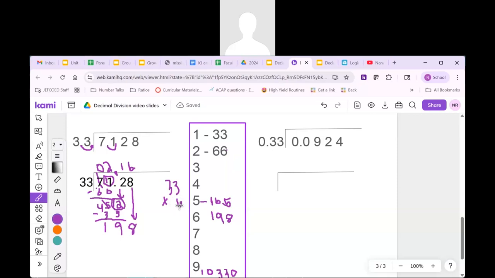So if I had multiplied this by 6, let's just check it for friends that need me to do that. That's going to be an 8 because 6 times 3 is 18. Regroup 1. 6 times 3 is 18, plus the 1 is 19. That is 198. Okay, so I've proven it with the multiplication. So now I can subtract it out. And of course, when I subtract 198, it's going to give me 0.